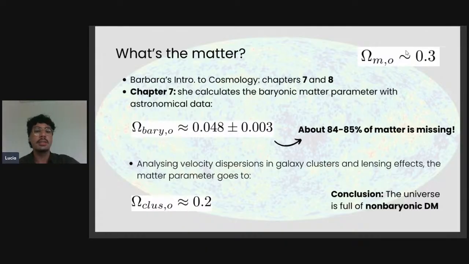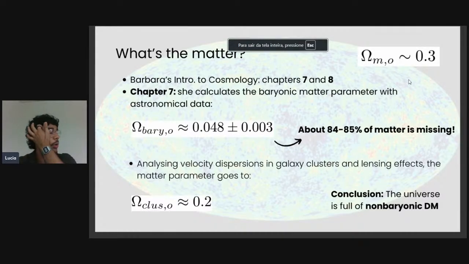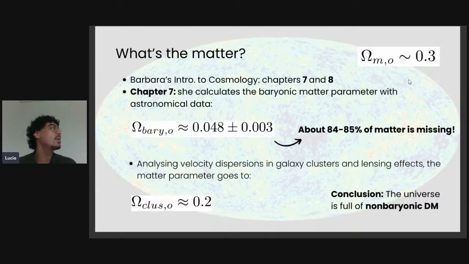Chapter 7 is about dark matter itself, and what she does here is sum up all the baryonic matter in the universe, and using data from astronomical and astrophysical methods, she comes up with this number, 0.048 plus this tiny error, for the baryonic matter parameter. It is really small because in our benchmark model for cosmology, the lambda CDM, we know that the matter parameter should be about 0.3, a lot bigger than what we see in baryonic matter in the universe. So that's about 85% of matter that is missing. And exactly this 85% of matter is the dark matter content of the universe.